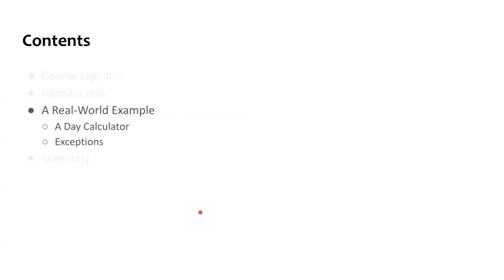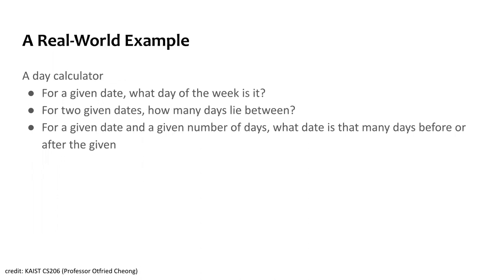So up to this point, I discussed the definition of an abstract data type. However, that is somewhat vague, right? And I'm going to give you a real world example. Let's say we need to implement a day calculator. And what we want to do is, for a given date, what day of the week is it? We want to solve this kind of problem.